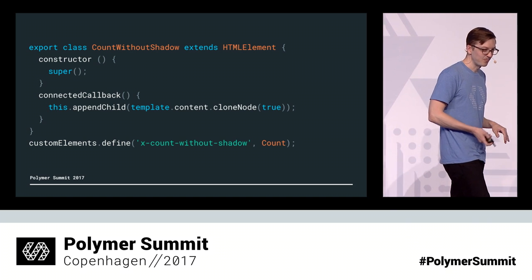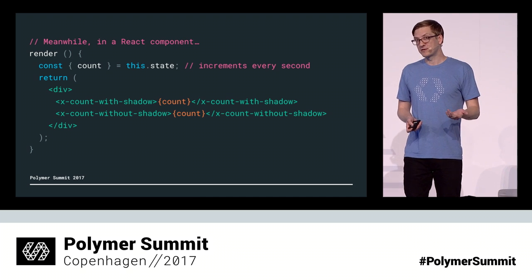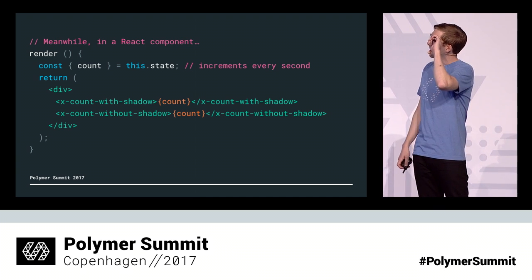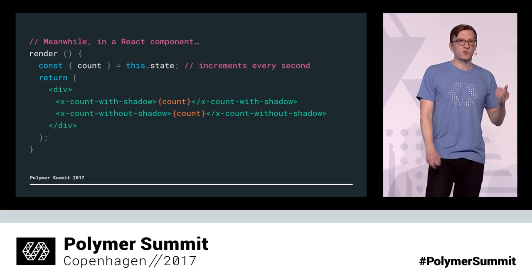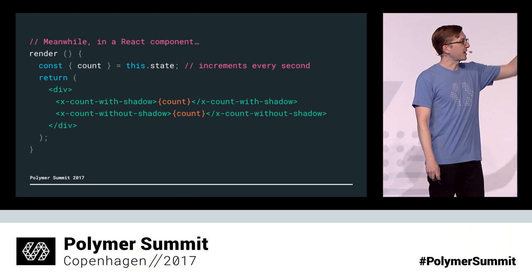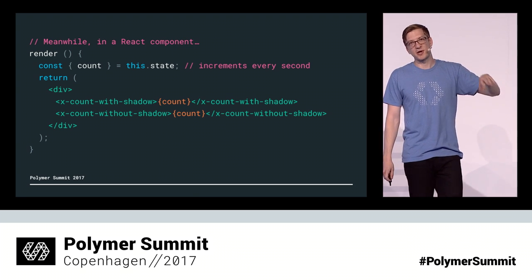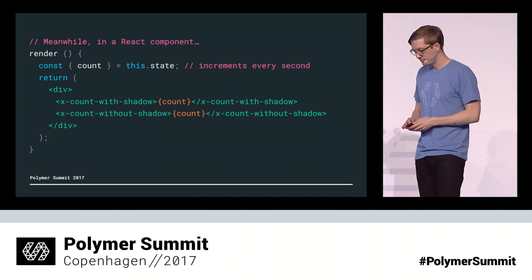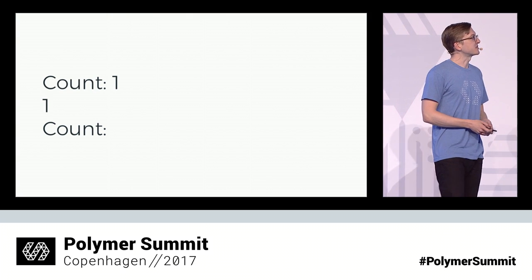Pretend it does, right? So let's look at what happens when we try and use this inside of something like React. In React, I've got my little render function here, and I'm going to try and stamp out both of those elements. And I'm just going to have React pass in the count. So every tick is just going to pass a number as a child of each of these elements, 1, 2, 3, and so on. So what do we get when this renders? Well, you might be a little surprised.